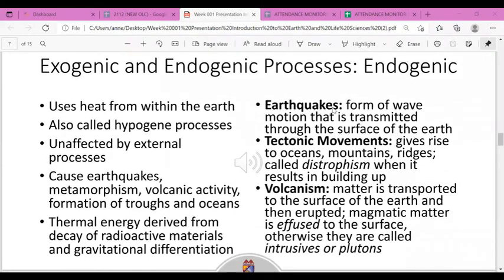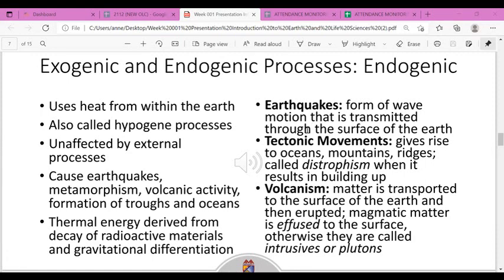What then is endogenic? Endogenic processes are hypogenetic processes within the earth. They use the heat within the earth, unaffected by external processes. These kinds of processes cause earthquakes, metamorphism, volcanic activity, and the formation of troughs and oceans.